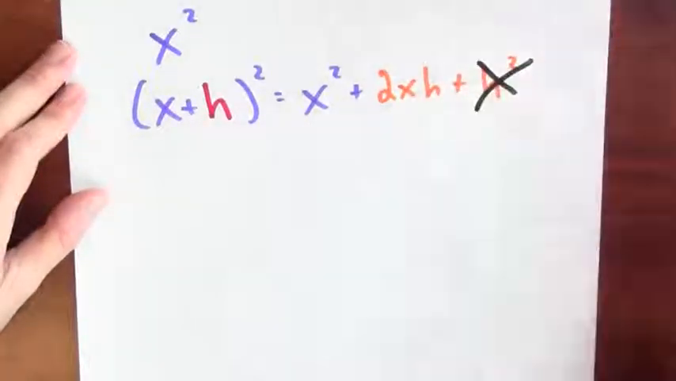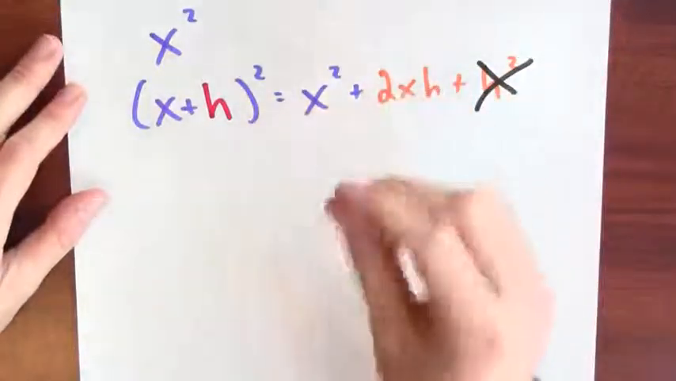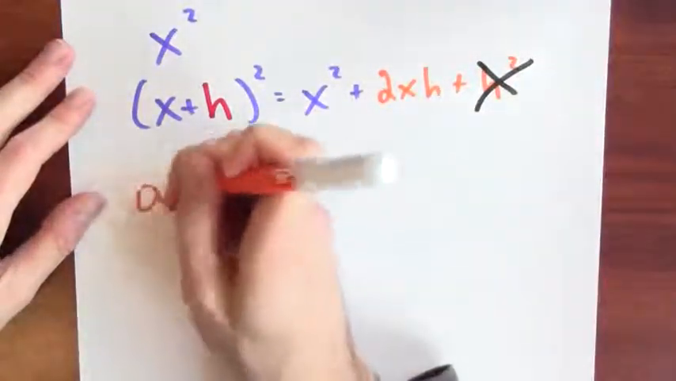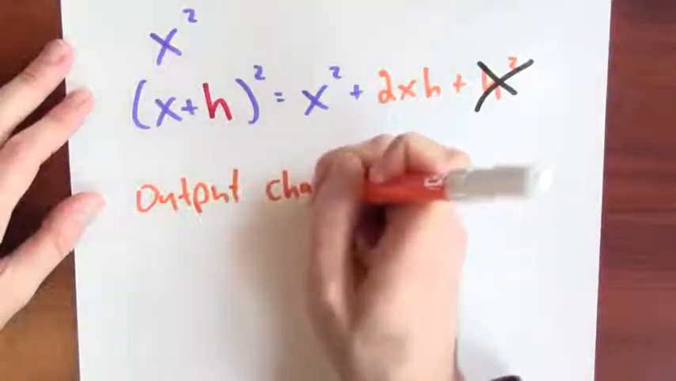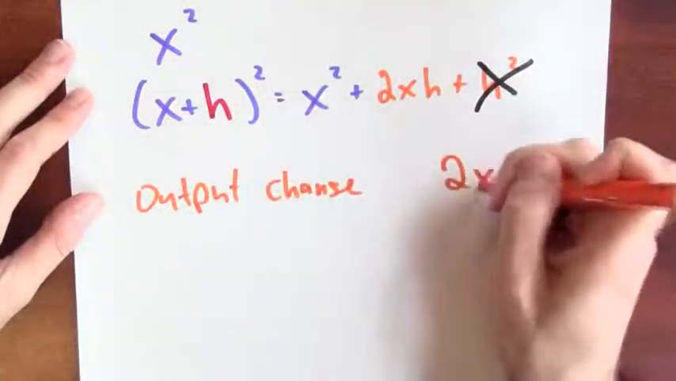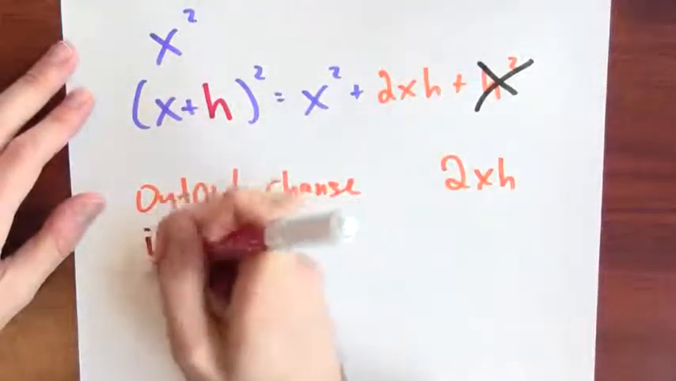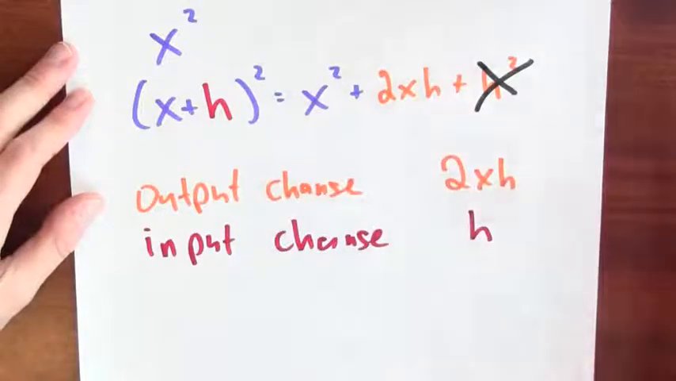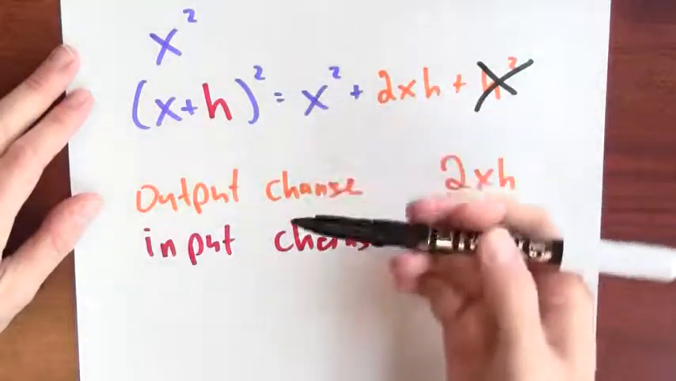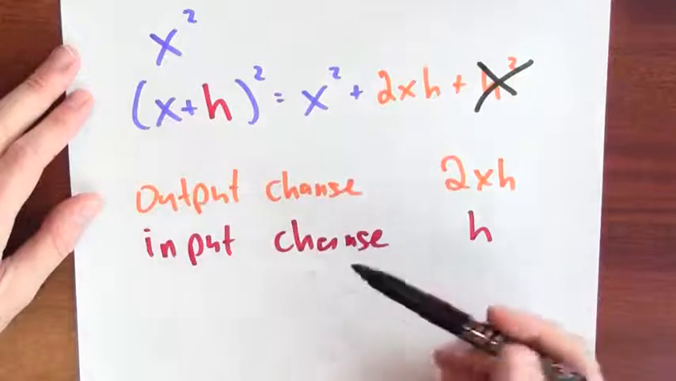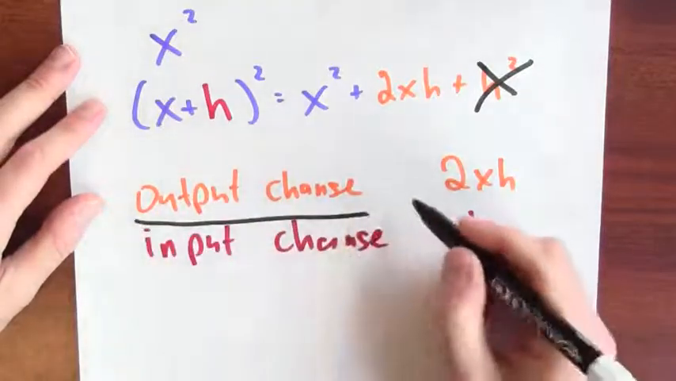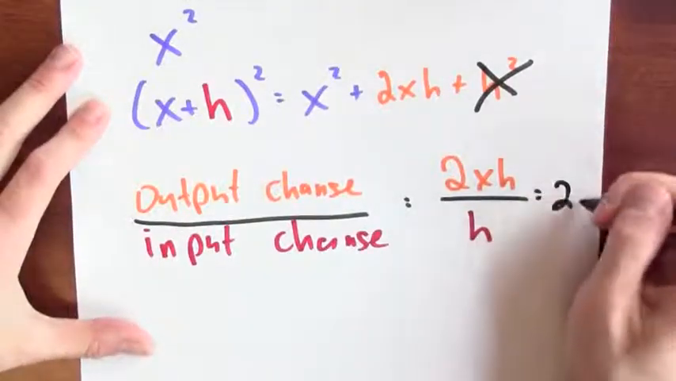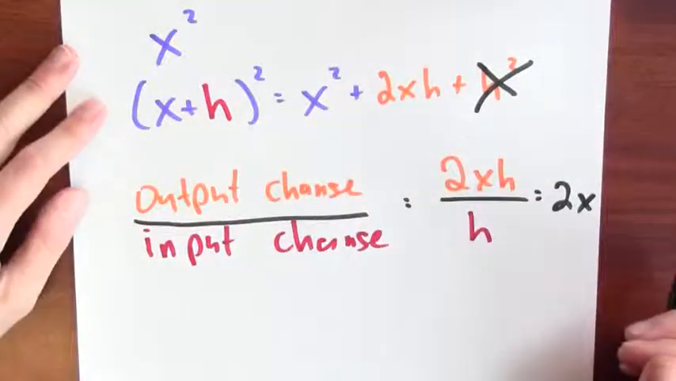Now, h squared is pretty small. When h is small, h squared is really small. So I'm going to throw that away for now and just summarize this by saying that the output change is 2xh and the input change is h. Now the derivative is supposed to measure the relationship between the output change and the input change. So I'm going to take the ratio of the output change to the input change, and 2xh over h is 2x, well, as long as h isn't 0.